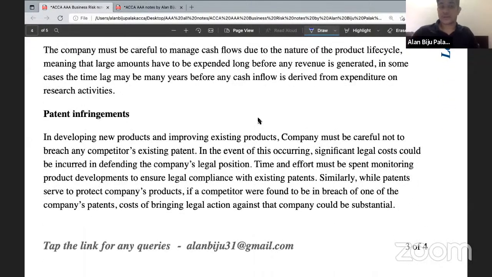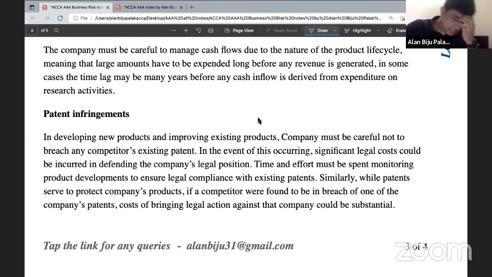Then patent infringements. It may be mentioned in the question that the company uses certain patents for running its business, and the competitors might also be using certain patents. There can be chances that some competitors might breach our patents, right? Say, for example, they might use our patented product for their own gain. In that case, we will file a petition against them, and for which we need to spend a huge amount of money as part of the legal expenses to fight against the competitors. And there can also be chances that we will breach the patent right of the competitor, that we might use some of the competitor's patents without getting permission from them.